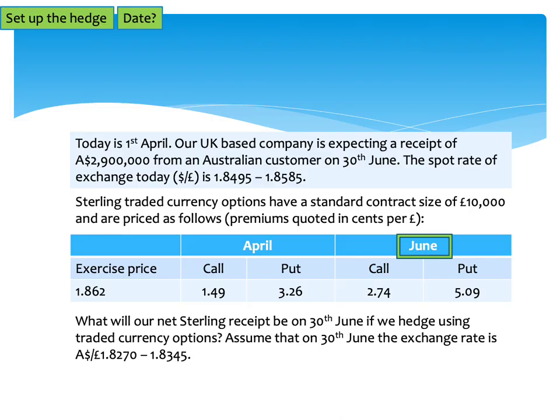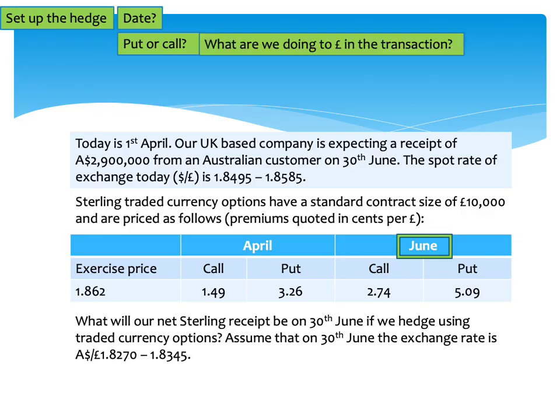Next up, we need to decide what type of option we want. So do we want put or call options? Now the key to this is have a look at the standard contracts that we're being given here. The contracts, you'll notice, have a size of £10,000. In other words, they're denominated in sterling. So to decide what sort of option we want, you need to decide what we're doing to sterling in the transaction. So when we receive our 2.9 million Australian dollars on the 30th of June, what are we going to do with sterling? Well, in this case, if you think about it, we're getting a load of Australian dollars that we don't want because we're a UK company.